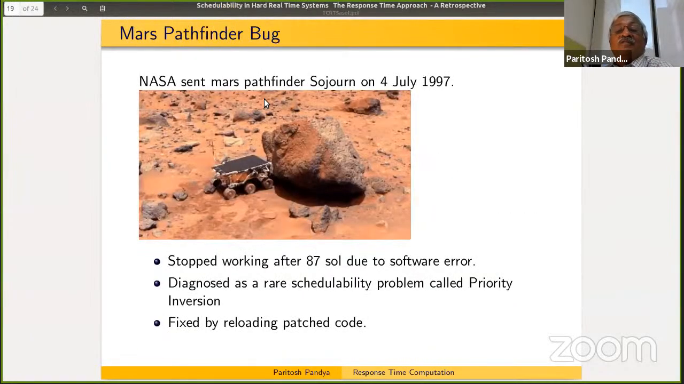So I told you that NASA sent this Pathfinder Sojourner, and it failed after 87 Sol, the Martian days, if you like, due to a software error in scheduling. And this was diagnosed as a rare schedulability problem called the priority inversion problem, which I will describe. It has something to do with the equation I told you. And what they did was this analysis. Fortunately, they had the ability to send a patch to Mars and patch up the program under which the Pathfinder was working, and it started working again in a matter of days. So it was a very good experience, but let us analyze what happens.